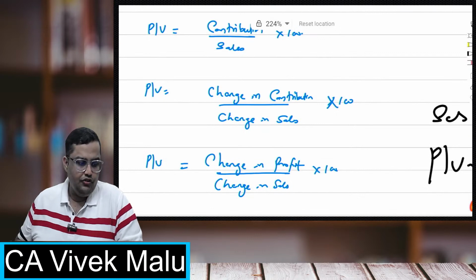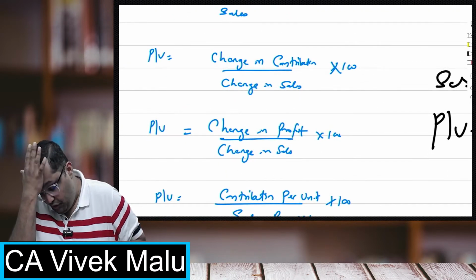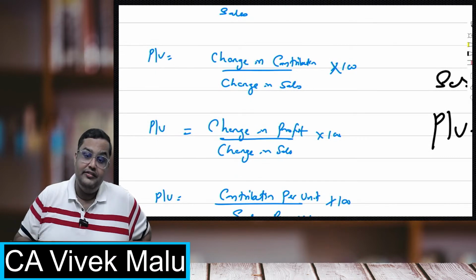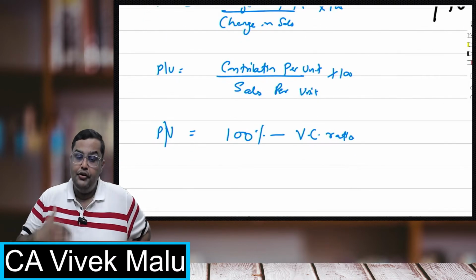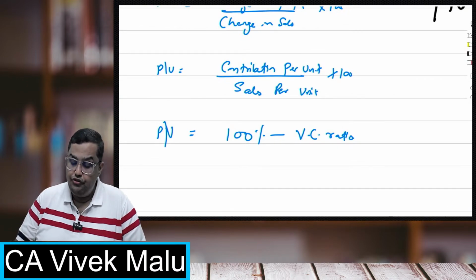The first formula was PV ratio: contribution upon sales into 100. Then the second formula was change in contribution upon change in sales into 100. The third formula is change in profit upon change in sales into 100. Fourth is contribution per unit upon selling price per unit into 100. And fifth is 100% minus variable cost ratio.